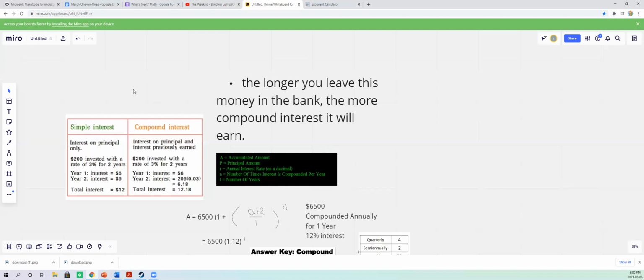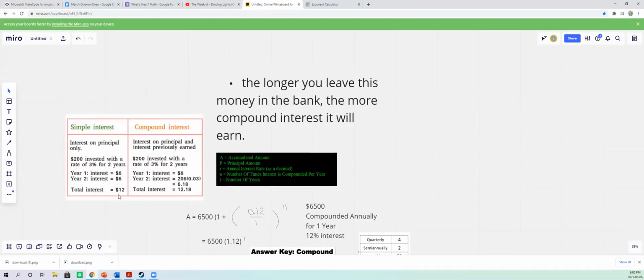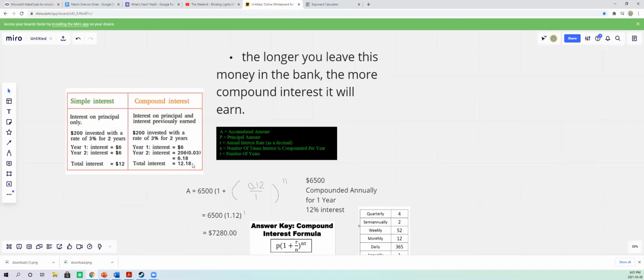It's a good thing. So I gave you a very, very simplistic example of this in this chart just to illustrate what I meant. So $200 invested with a rate of 3% for 2 years. Year one, interest is $6. Year two, interest is $6. Again, using this kind of formula. And the total interest is $12 for the 2 years with simple interest. But compound interest earns interest not only on the principal, but also on the interest from the previous year. So you can see from this illustration here that the total interest is $12.18.